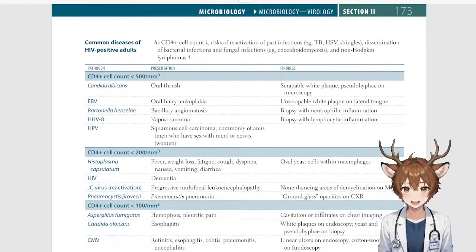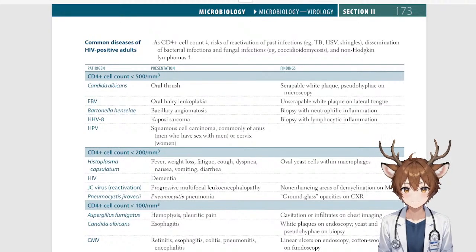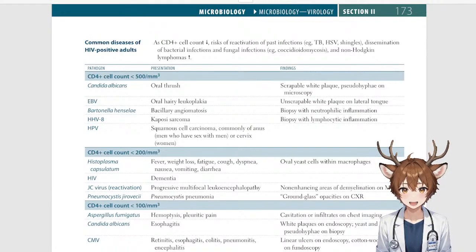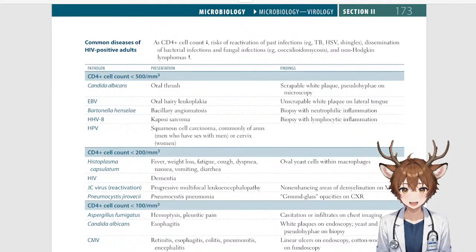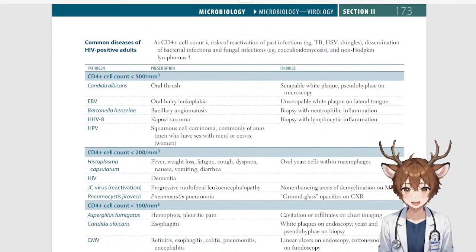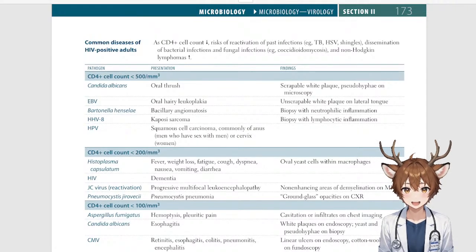Common diseases of HIV positive adults. Decrease in the CD4 positive cell count leading to a reactivation of past infections like TB, HSV, shingles, dissemination of bacterial infections and fungal infections like coccidioidomycosis, and non-Hodgkin lymphomas. So we have pathogen, presentation, and findings.